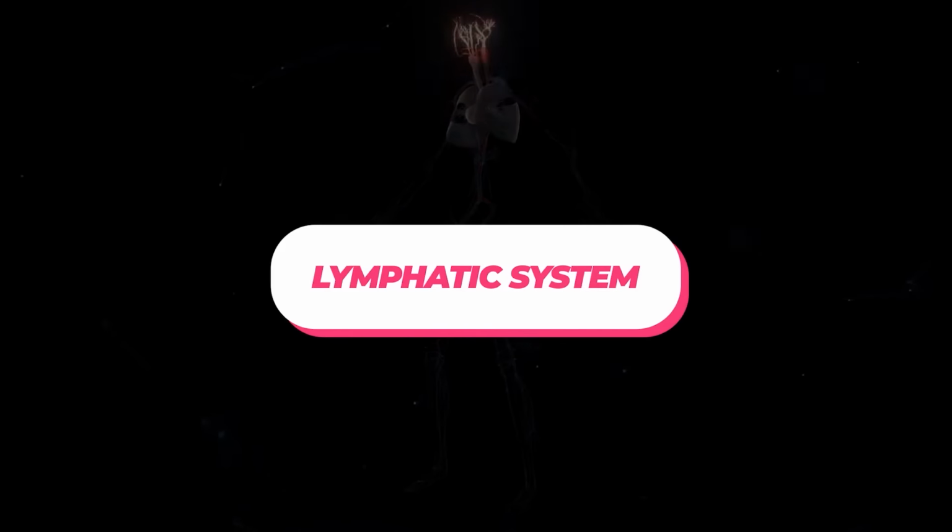The adrenal glands, which are located above the kidneys, produce hormones, such as adrenaline, that help the body respond to stress. The endocrine system helps to regulate metabolism, growth and development, and the body's response to stress and other stimuli. Number 9. The lymphatic system.